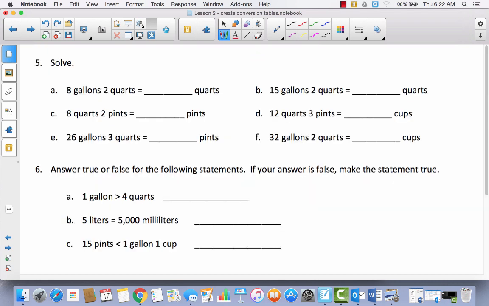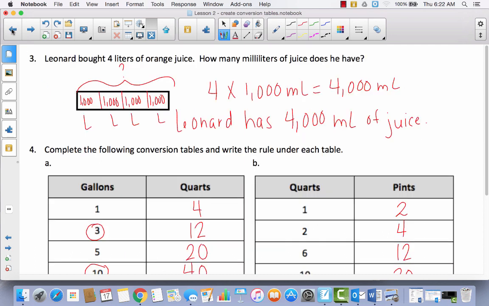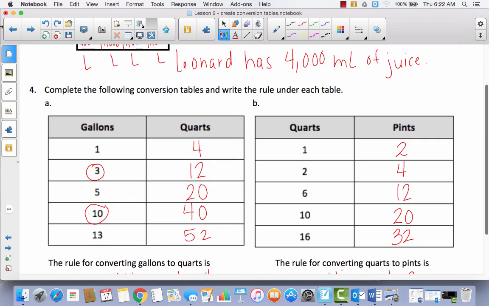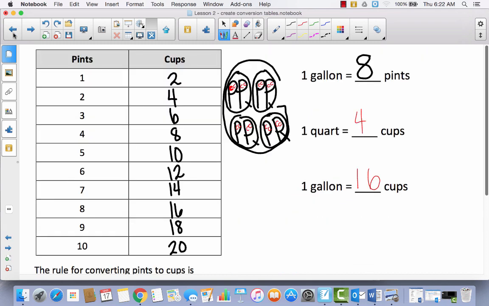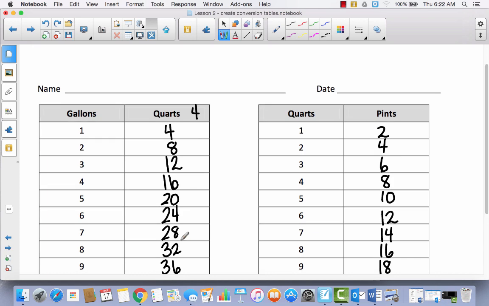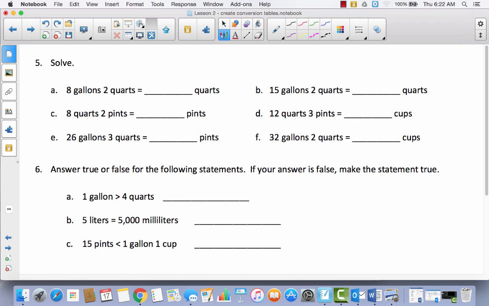All right, so now we're going to do a little bit of problem solving. I have 8 gallons and 2 quarts, and I want to know how many quarts that is. Well, if I go back and look at my conversion table, I don't have it in this one, but I do have it in the one that I did at the beginning, right? I can go all the way back to this one, and I know that 8 gallons is equal to 32 quarts. Okay, so I can say that 8 gallons is the same thing as 32 quarts, and then I add that to 2 quarts, and that gets me 34 quarts.